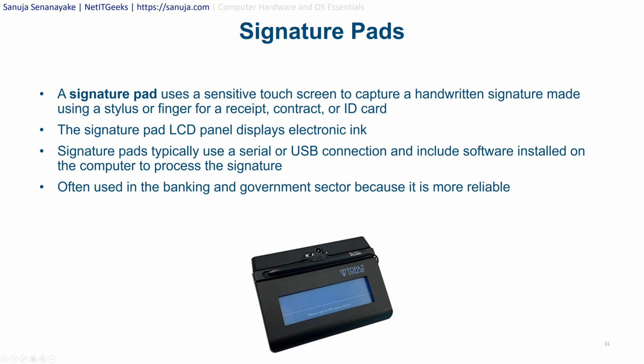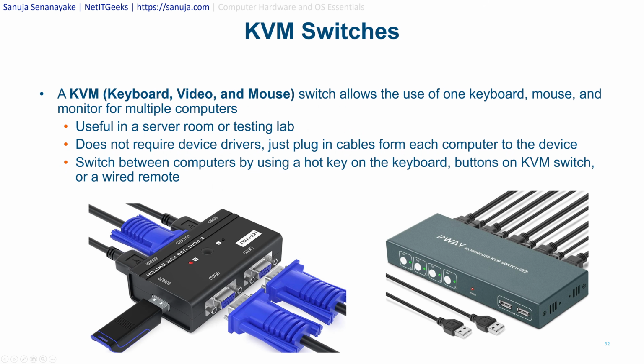Signature pads typically use a serial or USB connection and include software installed on the computer to process the signature. This is often used in the banking and government sector because it is more reliable than other methods. Also, the texture of these pads is much closer to that of paper, so people are more likely to write their proper signature on these types of pads. So it is more commonly used in banking and government sector environments.